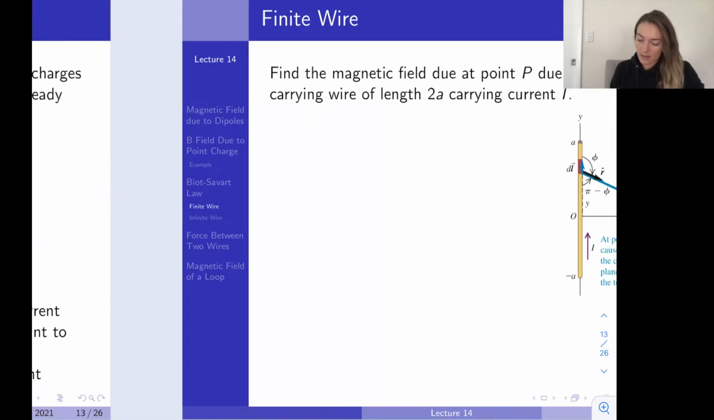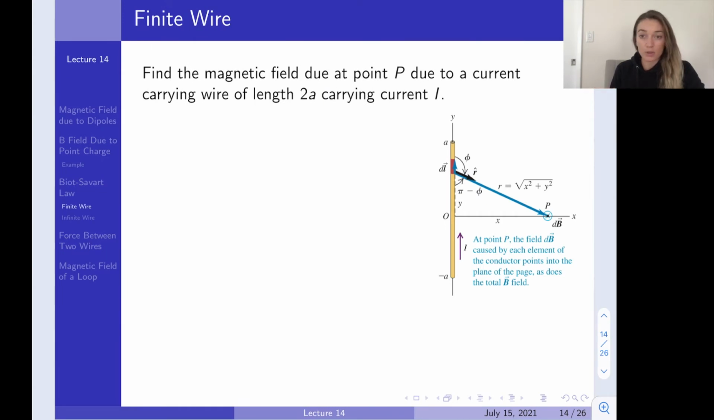Okay, so let's use the Biot-Savart law to find the magnetic field due to a finite wire. So we have a finite wire along the y-axis from negative a to a, and we want to find the magnetic field, not everywhere, but just along this center axis at some point along the x-axis. This is going to be very similar to when we did the electric field for a finite wire, but it's a little more complicated with the magnetic field since we have that cross product. So let's see how this works out.